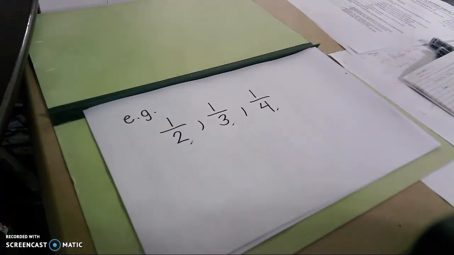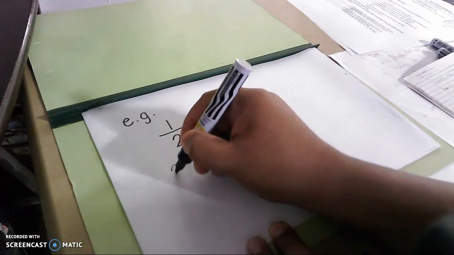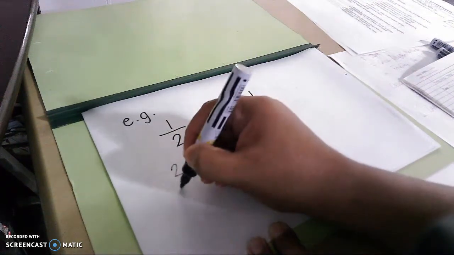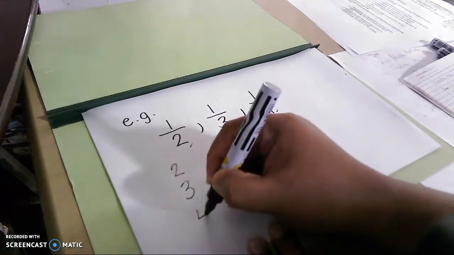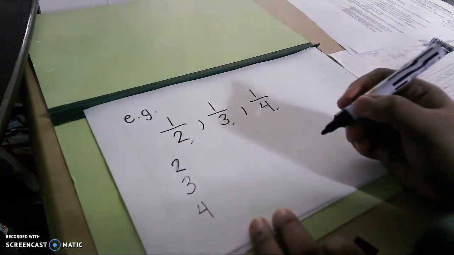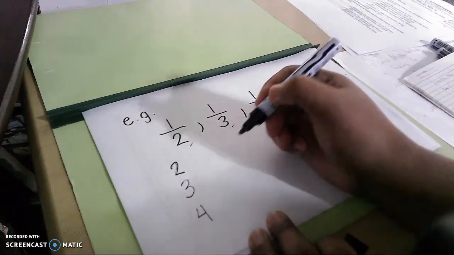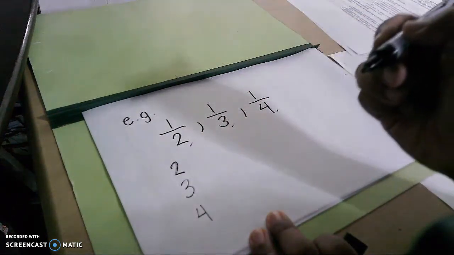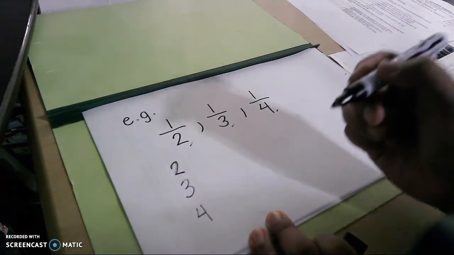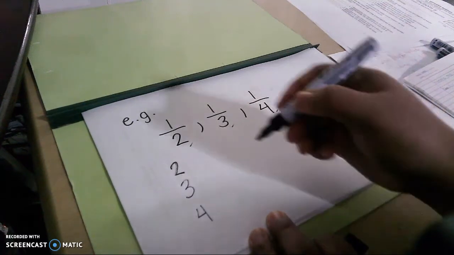If you remember in lower mathematics, how do we get the least common multiple? All you have to do is just write the numbers. We have 2, we have 3, and we have 4, and we will be using the listing method. In that method, you have to write down the multiples of each number until we get the least common multiple of all those numbers.